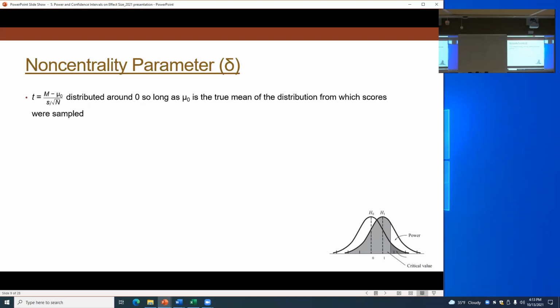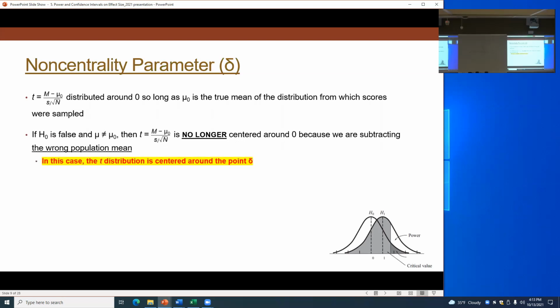Okay, but if the null hypothesis is false, and so the mean that I'm testing is not equal to the population mean, then all of a sudden this equation isn't centered around 0 anymore, because this numerator is not 0, it's something else, right? And then what happens is we're not centered around 0 because we're subtracting the wrong population mean.